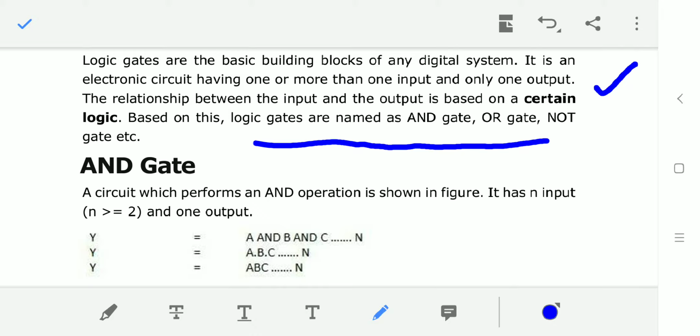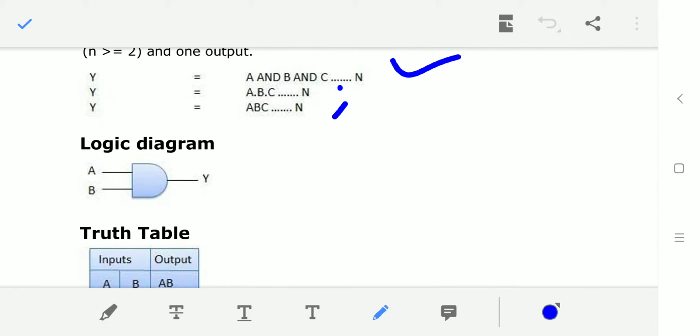AND gate क्या होता है इसके बारे में अभी हम आपको बताएंगे. A circuit which performs an AND operation, which is shown in this figure, has n inputs, n is greater than or equal to 2, and only one output. ये देखिए A and B and C up to n. This is the logic diagram. A और B कोई भी दो इनपुट हैं and Y is the output.